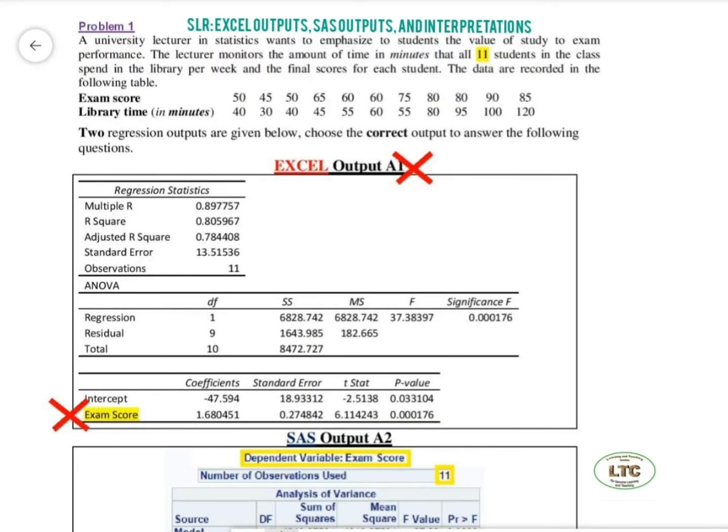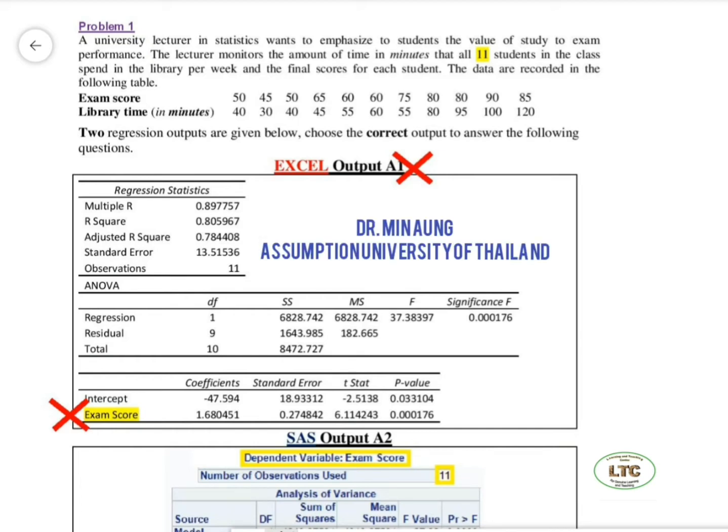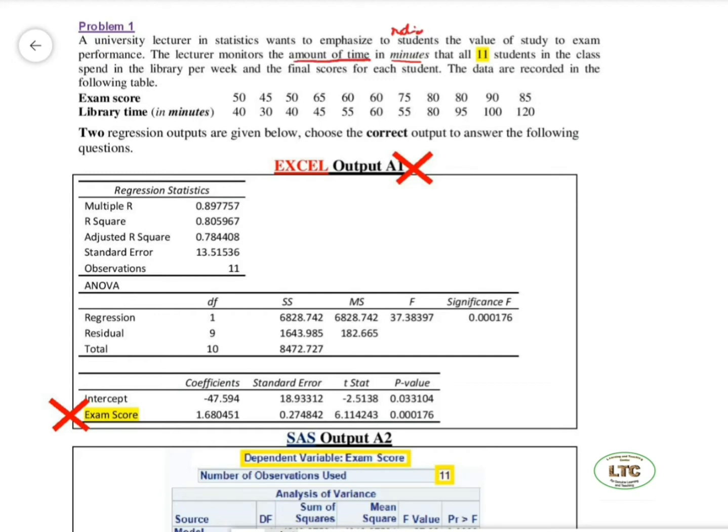Problem 1. A university lecturer in statistics wants to emphasize to students the value of study to exam performance. That means if they study more, their exam performance will be better. You can guess this. The lecturer monitors the amount of time in minutes, so ratio level measurement. Amount of time, this is x. All 11 students, this is the number of cases, sample size n, in the class spent in the library per week, and the final scores for each student. The data are recorded in the following table: exam score, final score.